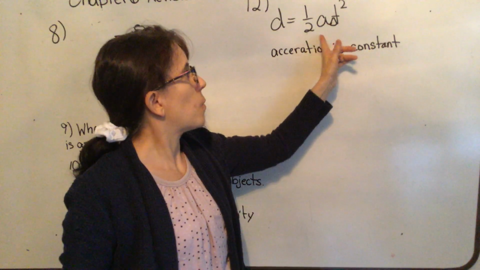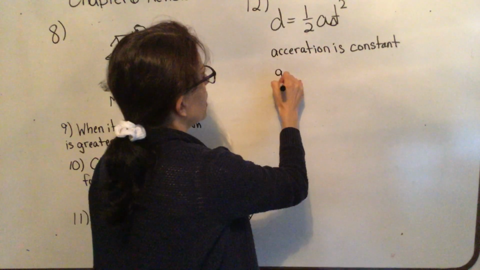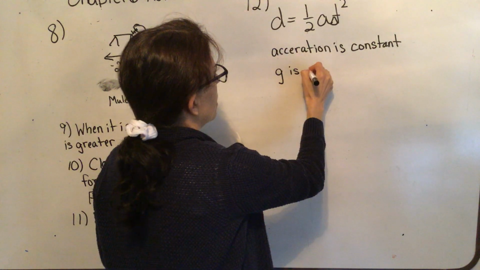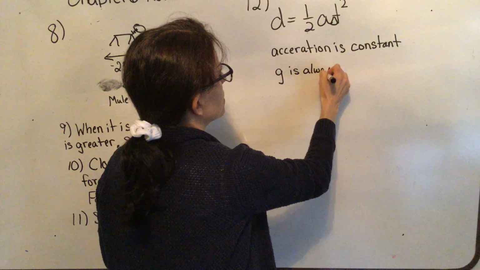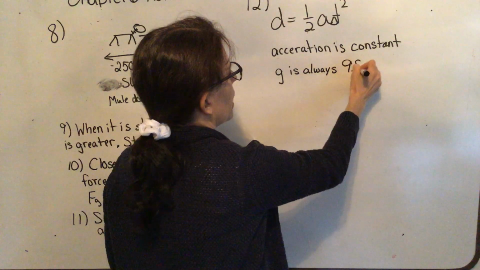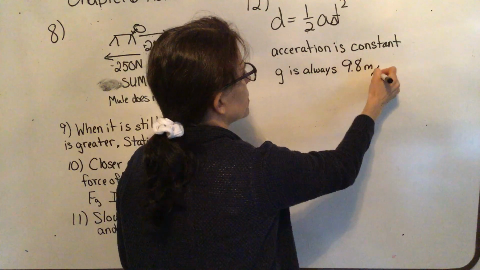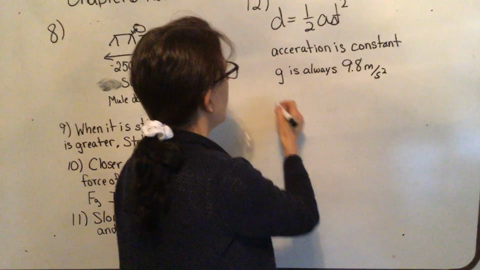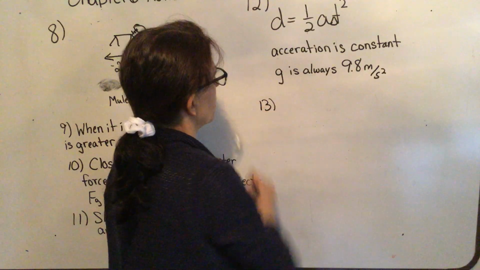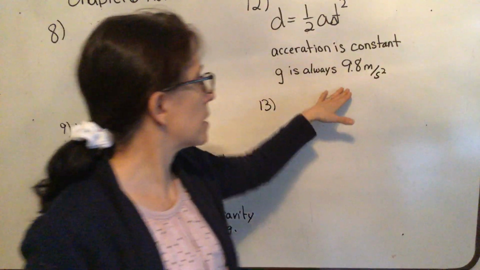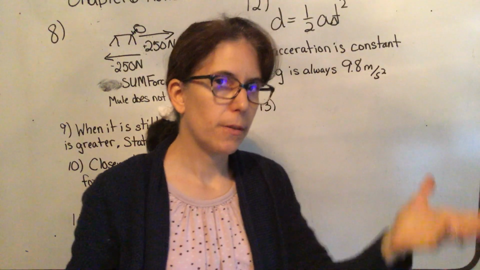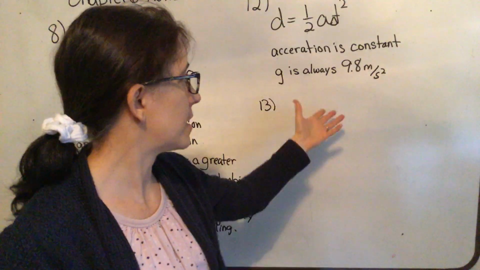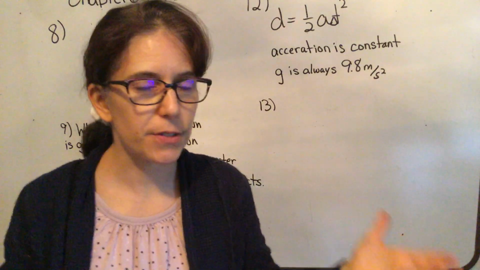Now, what do we know about g? g is always 9.8 meters per second squared. g is always that number, so it's the same. So that is constant, and that formula works for something that's in free fall. When you apply drag to it, you're starting to change the acceleration and making this less effective, so then it won't work.